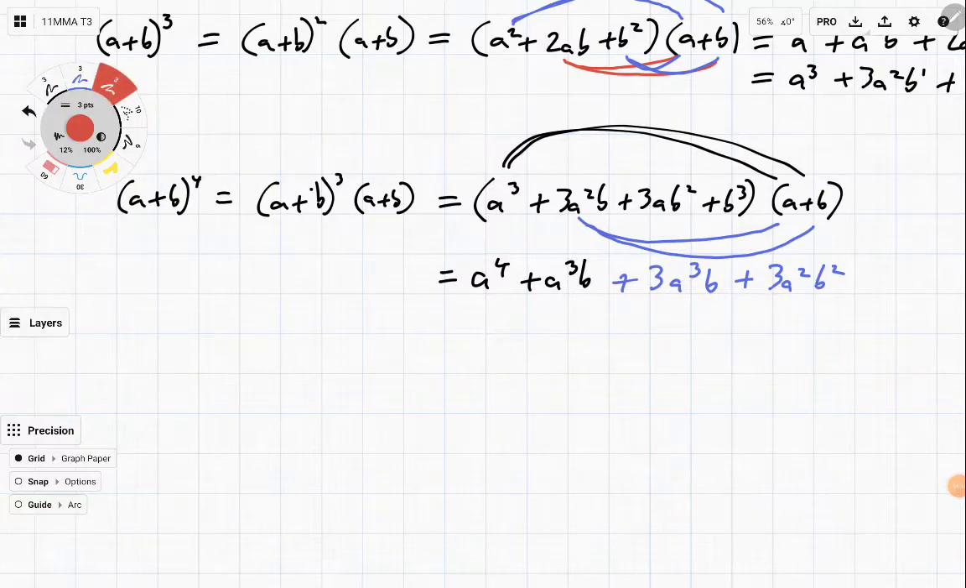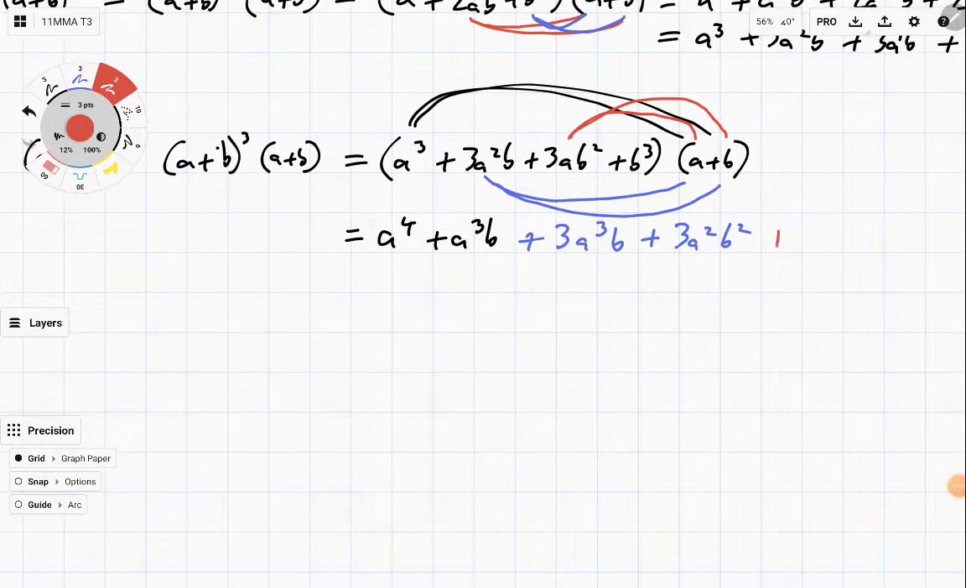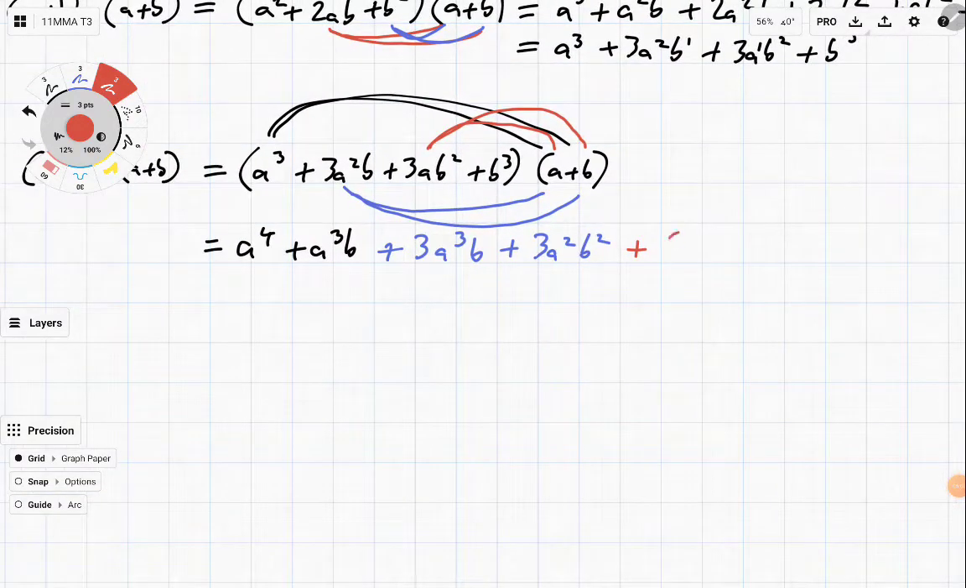Next one, 3ab squared times a, 3ab squared times b. We get 3a squared b squared plus 3ab to the power of 3.